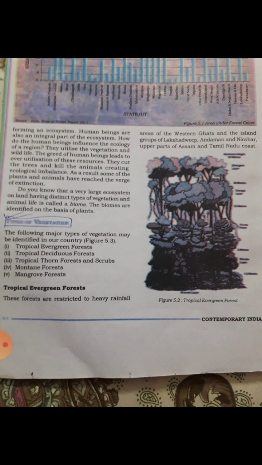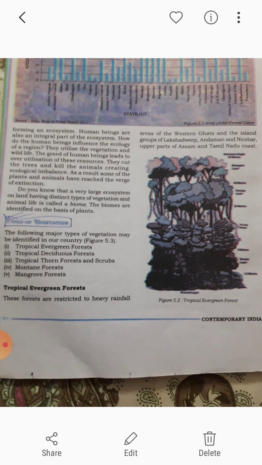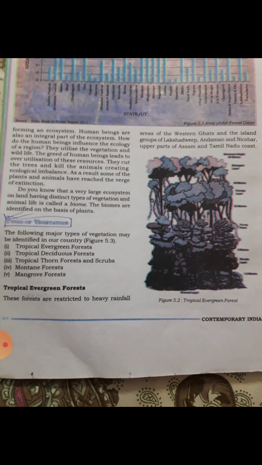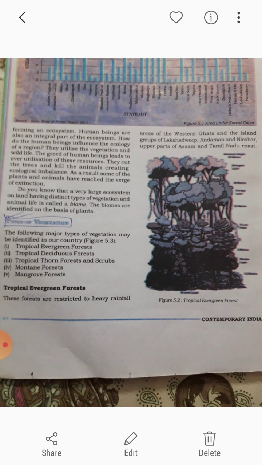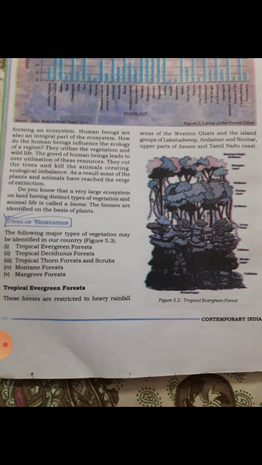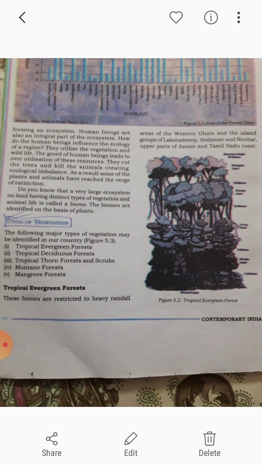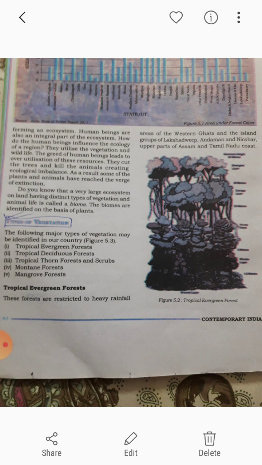We are the ones who can save this planet, we can save this earth, the natural vegetation and the animals, by our dedication to growing more and more forest area. Clear? But now, what happened? The greediness of human beings led to the overutilization of resources. They are cutting the trees and killing the animals, creating ecological imbalance, not balance at all.